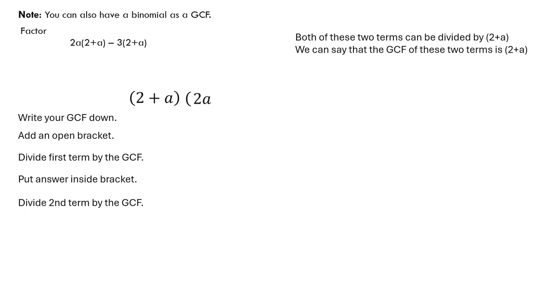And then we look at our second term. Our second term is negative 3 bracket 2 plus a. We divide it by our common factor, which is 2 plus a. The 2 plus a's cancel out, leaving us with an answer of negative 3, which we place inside the bracket. We add our closing bracket, and there's our answer.